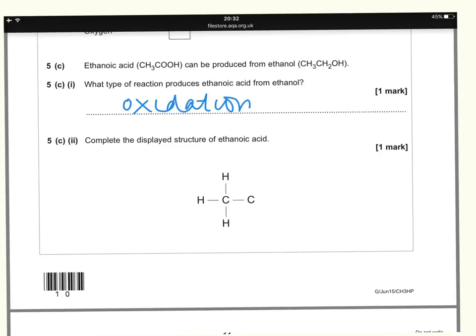So next one's a classic question. Complete the displayed structure of ethanoic acid. So it's got to have that COO group. It's got to have 2 carbons. So no more carbons to add on. But we do need to add the oxygen and the OH group. So this is the functional group of a carboxylic acid.